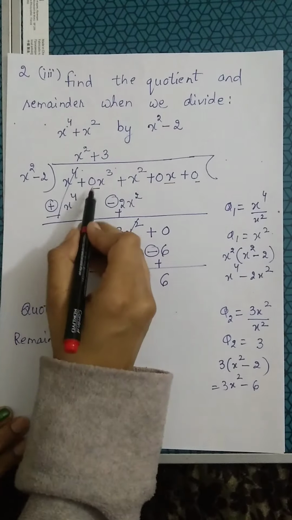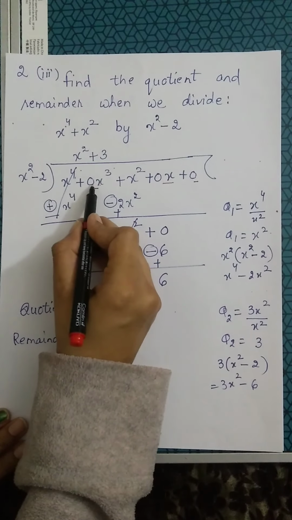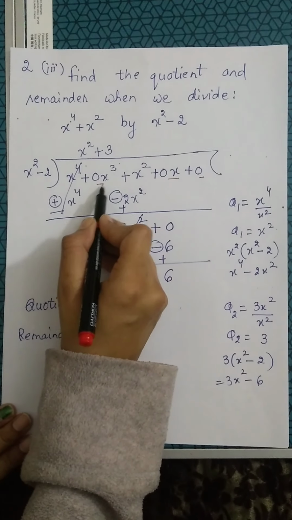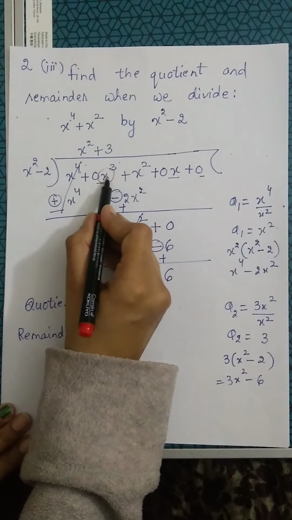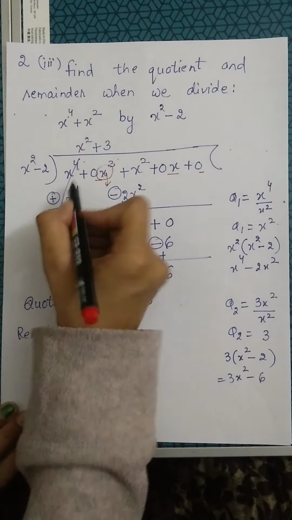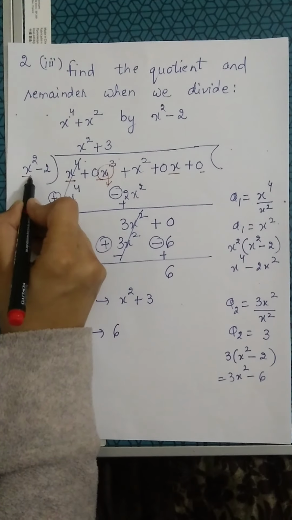So what I will do, I will just write the terms here. Whichever term is not given, I will write coefficient 0 there. So in case we get any term related to x cube, I can write below that term and solve it.